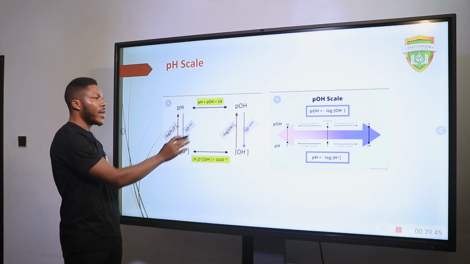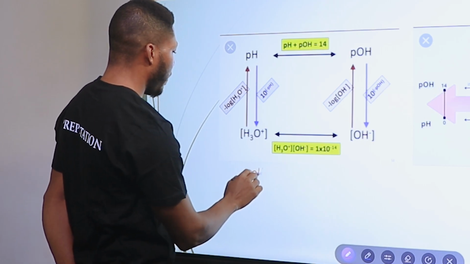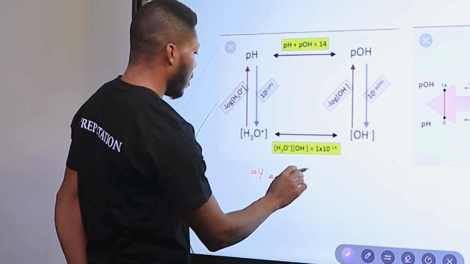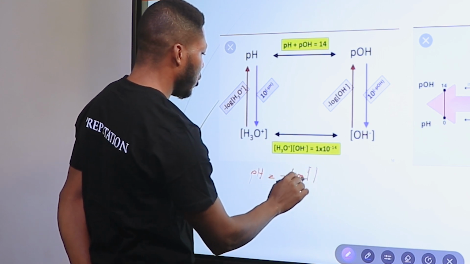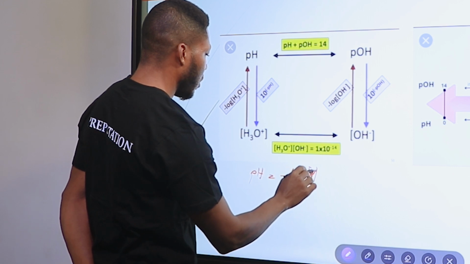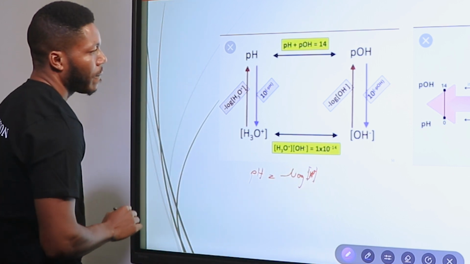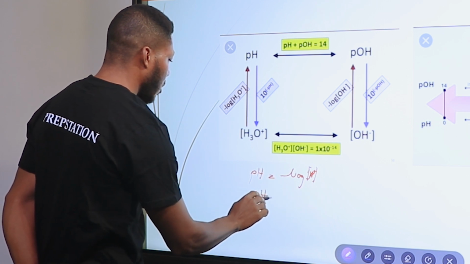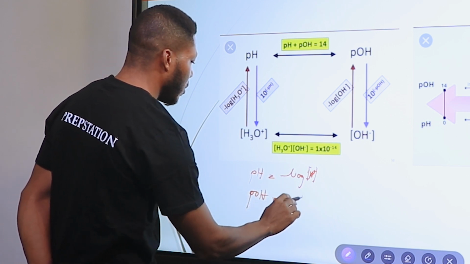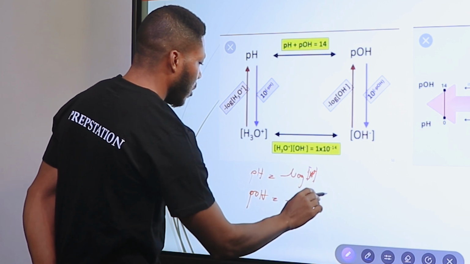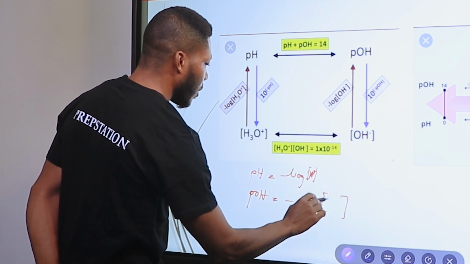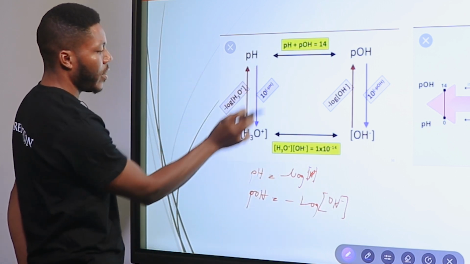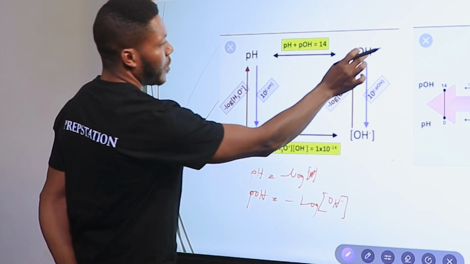We have 4 formulas here. If you are asked to find the pH of a compound, pH equals minus log hydrogen ion concentration. Alright? Then if you have to find pOH, the same thing, minus log the concentration of hydroxide ion, which is this. This is gotten from here, alright? This is gotten from here.